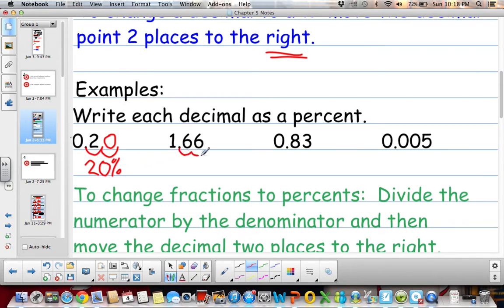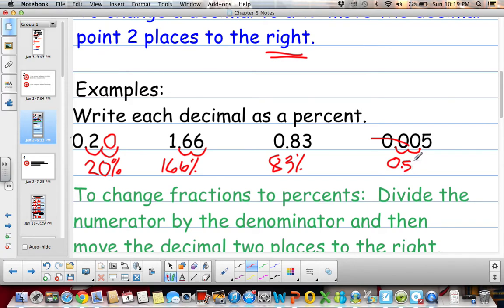Okay, so for this one, over 2, so then our percent would be 166%. Here we would have 83%. And then this time we take our decimal and we go over 2. So I can cancel off my zeros before my first 0, and I can just write it as 0.5.